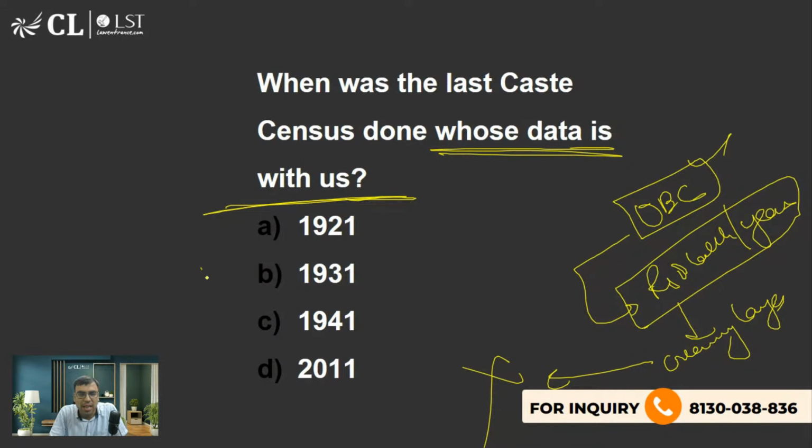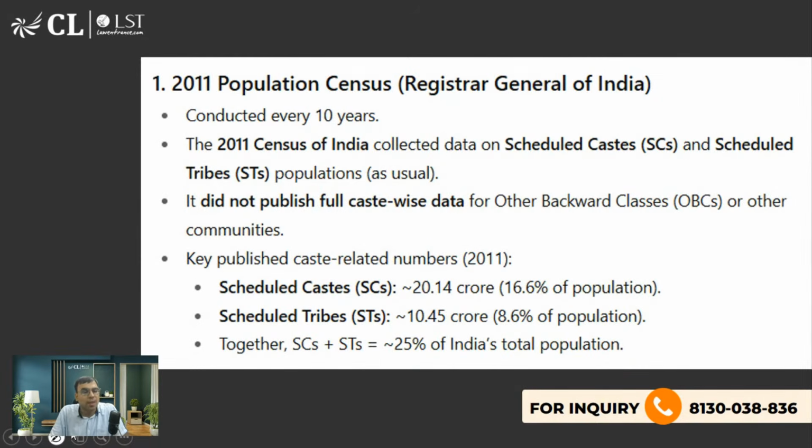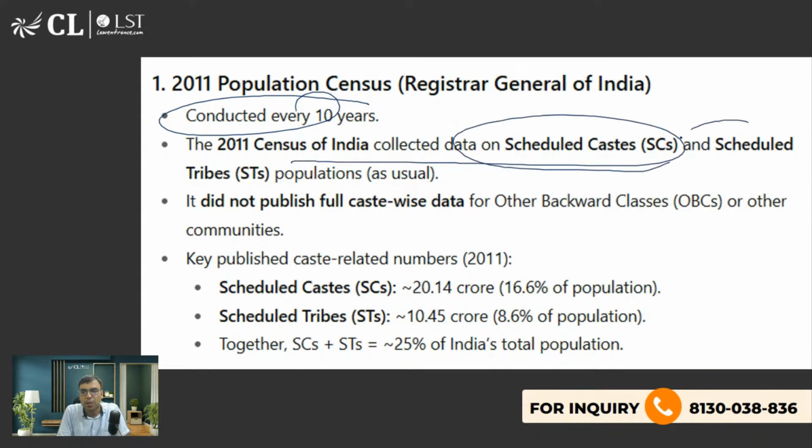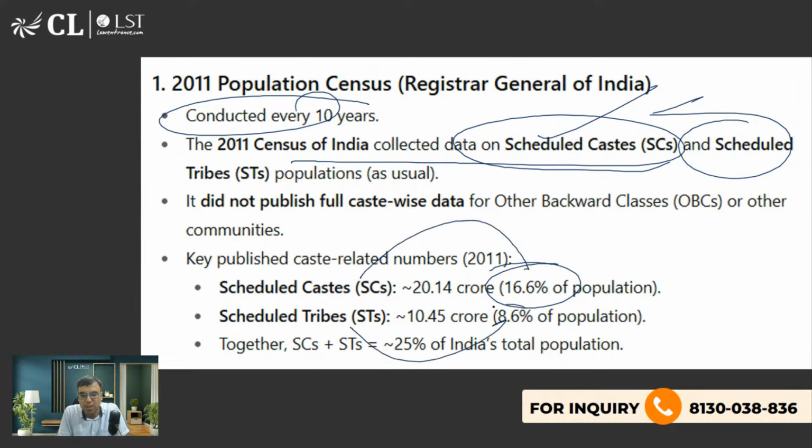Yes, the last one is in 1931. Okay? So basically we did it in 2011 also, and it's called the Socio Economic Caste Census, but only the Scheduled Caste and Scheduled Tribe numbers are known. See, Scheduled Caste 16.6%, Scheduled Tribe 8.6%. That's it. But they have not published the full caste-wise data. Caste-wise data means how many Brahmins are there, how many Rajputs, how many Yadavs, all that has not been published.